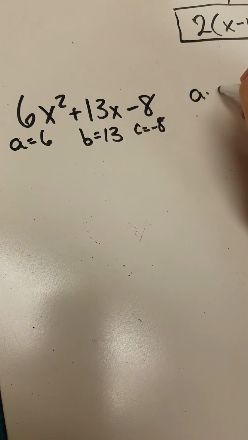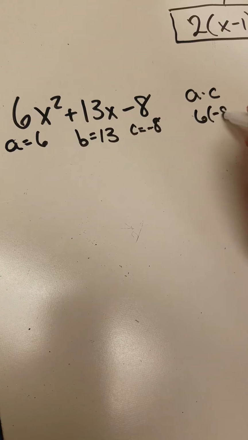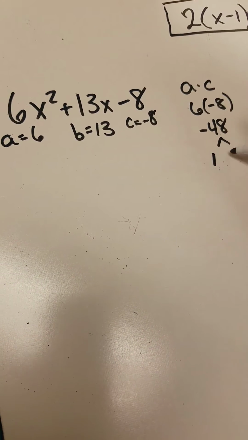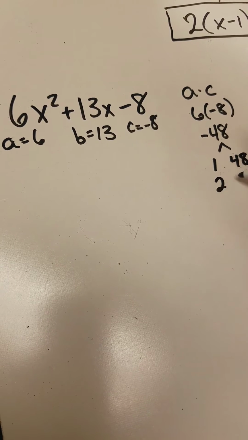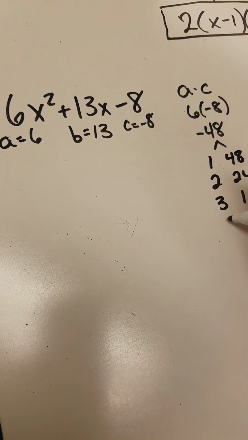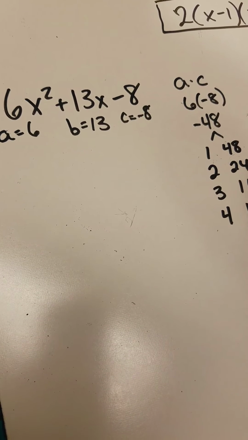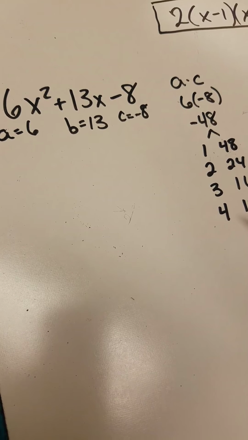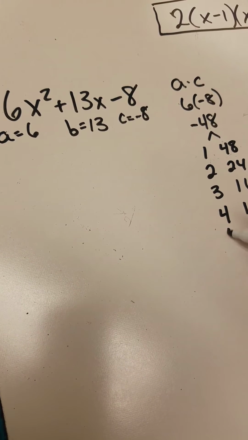So a times c is going to get us 6 times negative 8, which is going to get us negative 48. We're going to factor out negative 48, so we have 1 and 48, 2 and 24, 3 and 16, 4 and 12. Let's see, 5, 6, and 8.